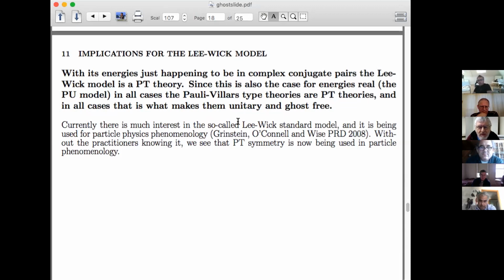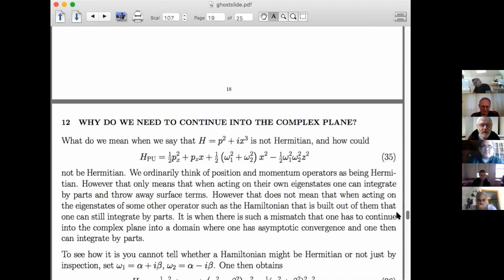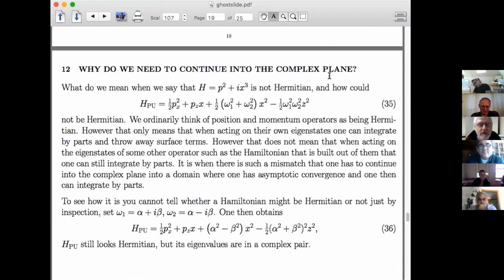Now, it turns out that people have taken this and developed what's called the Lee-Wick standard model, which is being used for particle physics phenomenology. And the first work on this was Grinstein, O'Connell, and Wise. Now, without the people doing this knowing it, they're actually using PT symmetry in particle phenomenology. So PT is becoming ubiquitous.